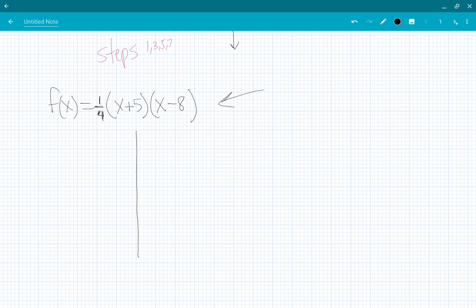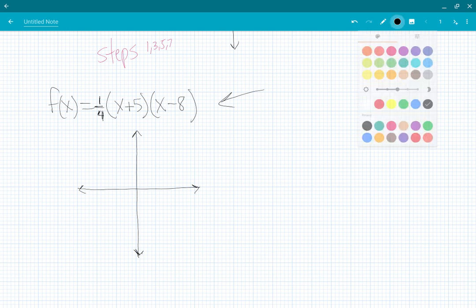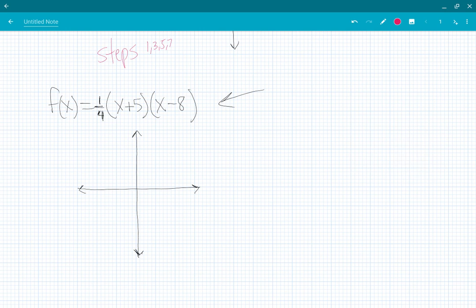What are the x-intercepts? What numbers can you slide into x to get rid of that 5? -5. That's one x-intercept. And what number can you slide into the x to get rid of the -8? 8. So that's your x-intercepts. -5 and 8.